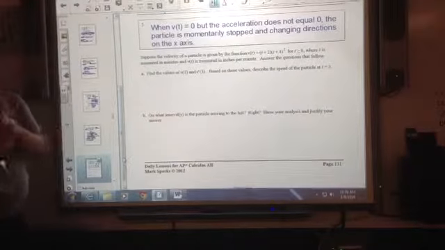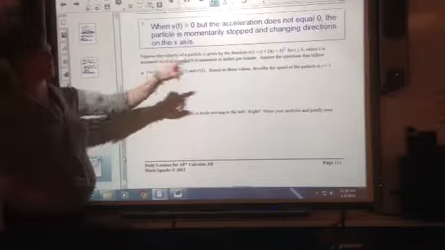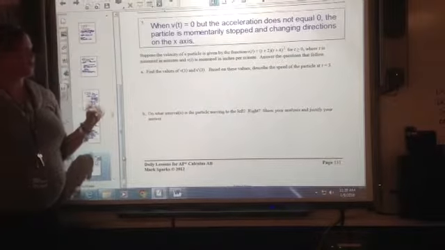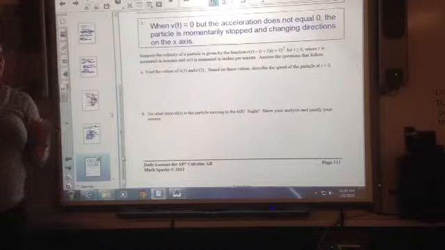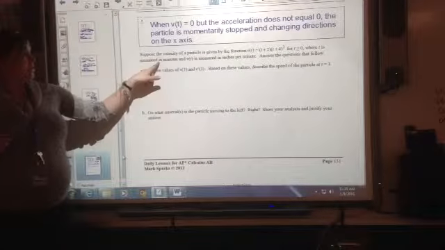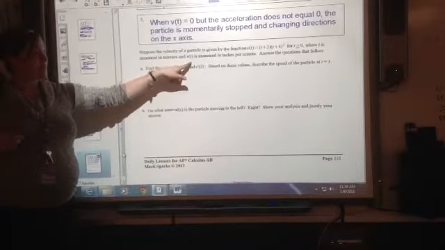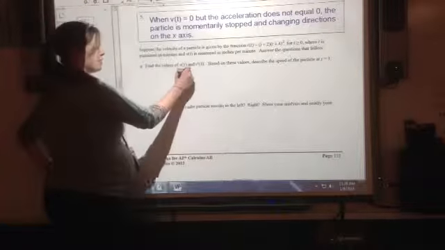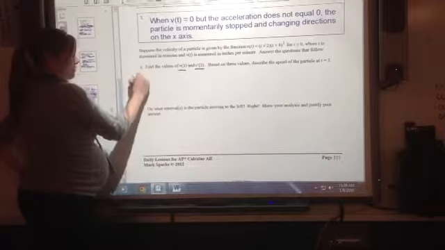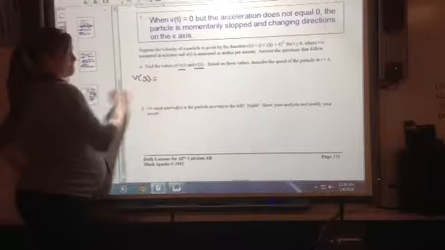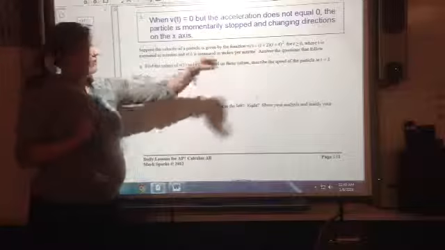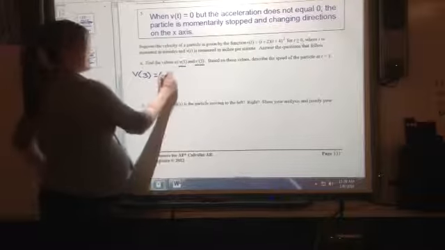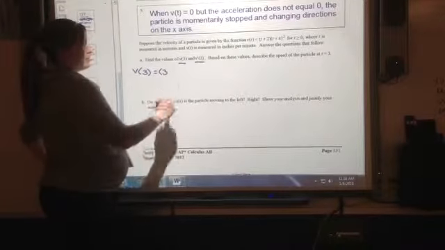Okay, so suppose the velocity of a particle is given by this function, v of t is equal to blah, blah, blah, where t is greater than or equal to 0. Most of these, t is going to be greater than or equal to 0 because t is time. t is measured in minutes, v of t is measured in inches per minute. Find the values of v of 3 and v prime of 3. Okay, v of 3. If I put in 3, I'm just putting it into this function.